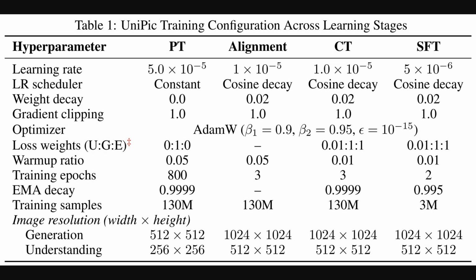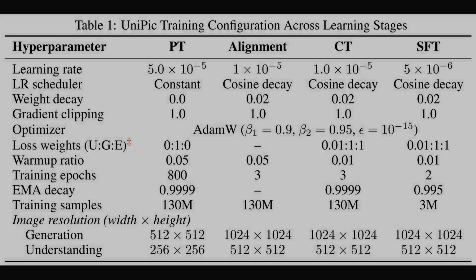This table then breaks down the clever four-stage training process. They start with pre-training, then alignment, joint optimization, and finally, supervised fine-tuning. What's really interesting is how they progressively increase the image resolution for generation, starting smaller and scaling up to the full 1024 by 1024. You can see in the loss weights that the model first focuses only on generation, before adding understanding and editing objectives in the later stages. This staged approach seems key to balancing performance and stability.